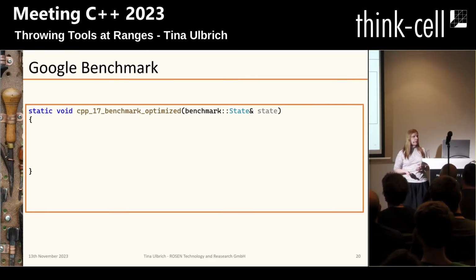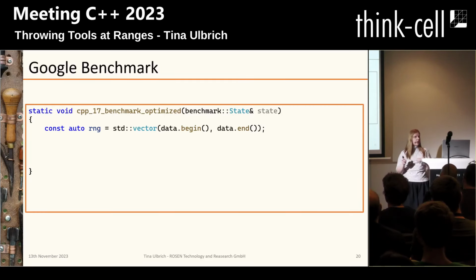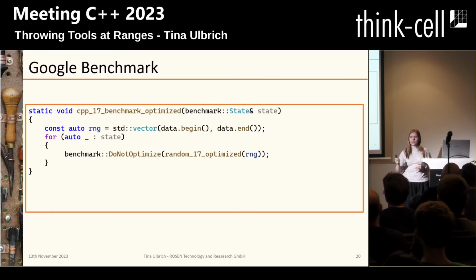So to use Google Benchmark, you have to implement one function that takes a benchmark state as an input parameter. Then you prepare all your data or your input that you don't want to be benchmarked. Then you have a for loop over the state. And in this for loop body, you do the thing that you want to benchmark.